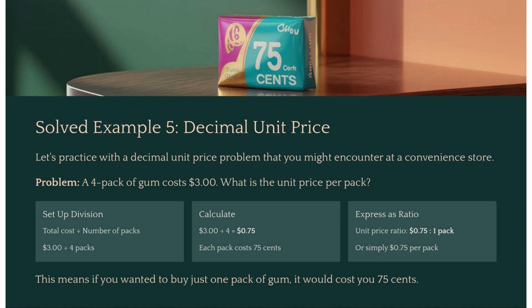Let's find the decimal unit price in example 5. A 4-pack of gum costs $3. We want the price for 1 pack. The calculation is $3 divided by 4. The result is 75 cents. The unit price is 75 cents per pack of gum. Notice that we can express this as a ratio of 0.75 to 1, even though it includes a decimal.